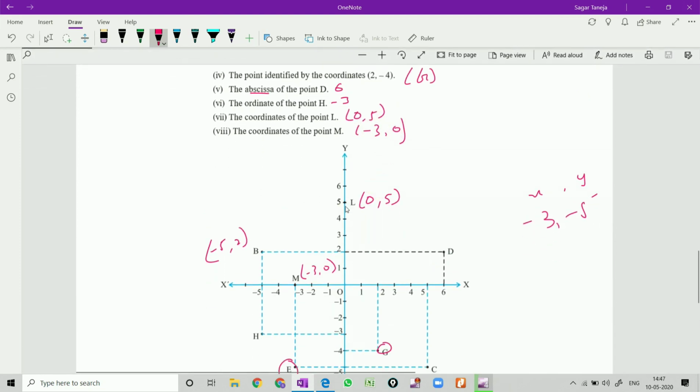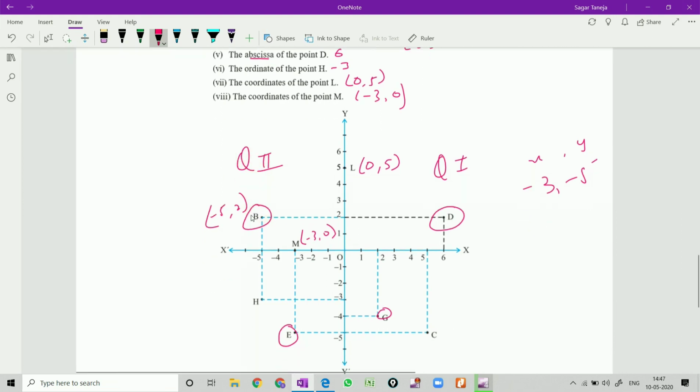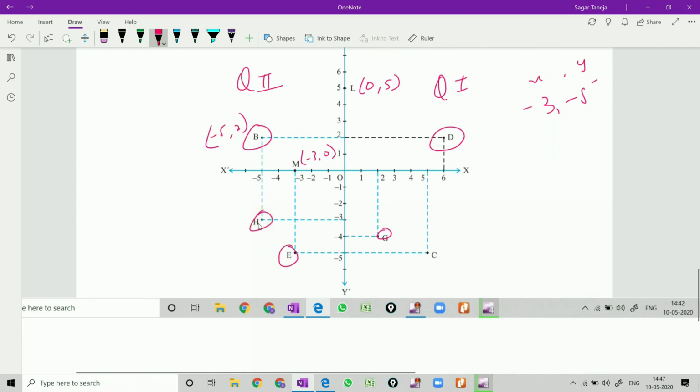Can you tell me in which quadrant this is lying? This is quadrant 1. Very good. And this point B, quadrant 2. This is just extra knowledge. H and E are lying in quadrant 3, and G and C are lying in quadrant 4. Very good. After this, tell me where this M point is lying. This is not lying in quadrant 2, nor in quadrant 3. Then where? It is on the x-axis.